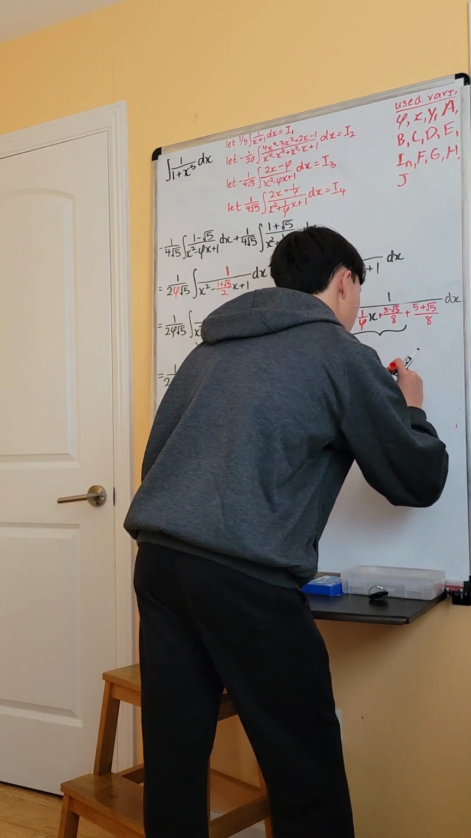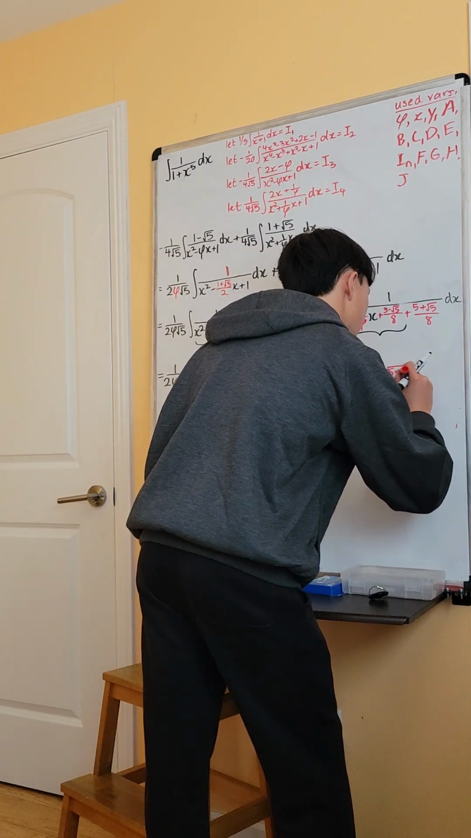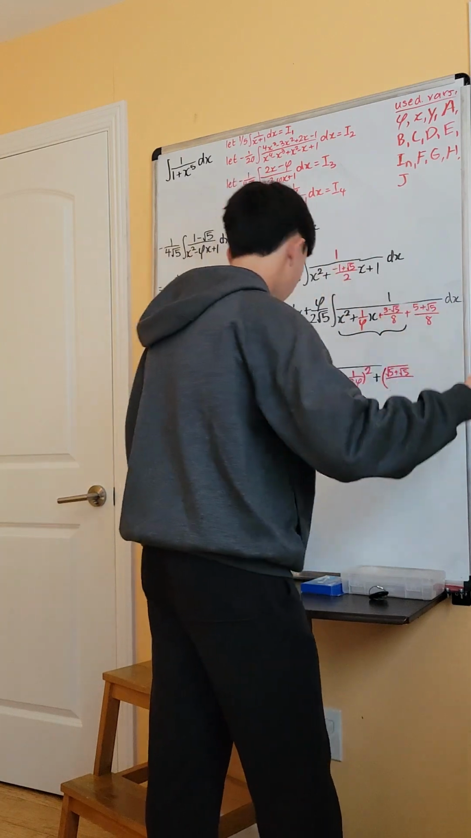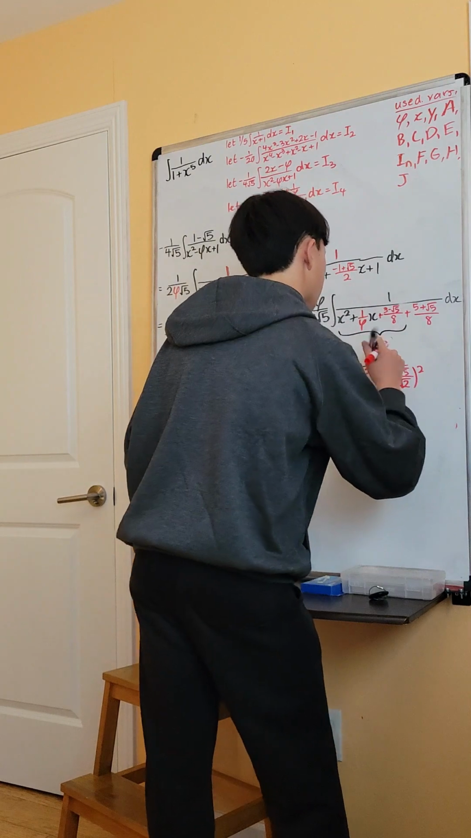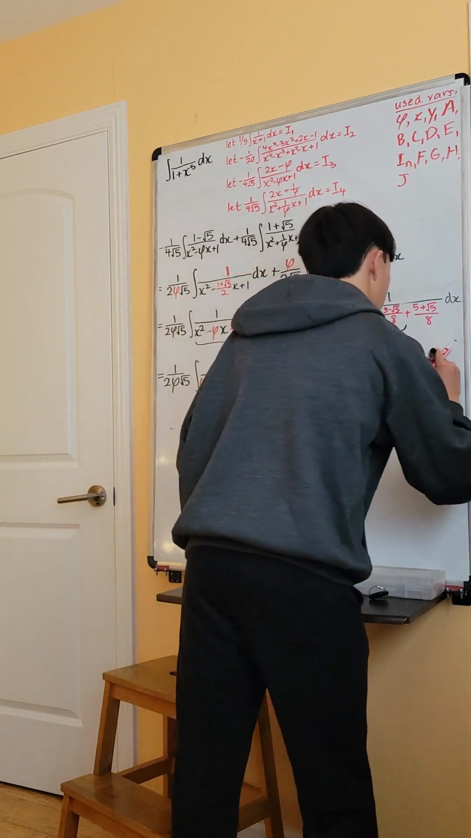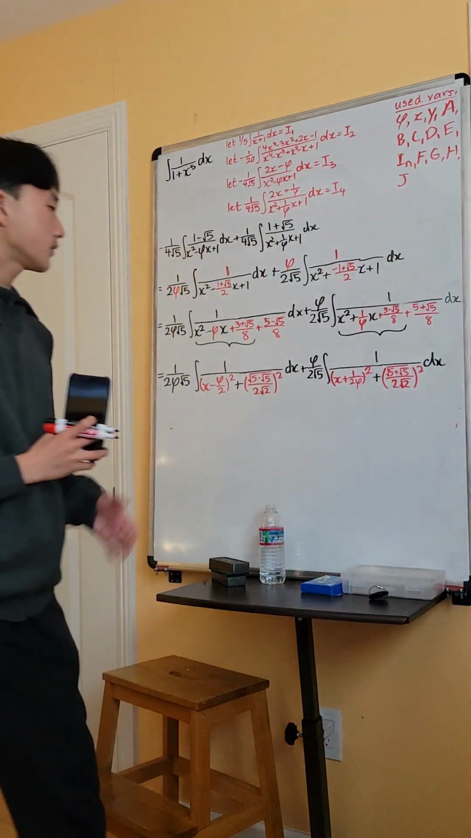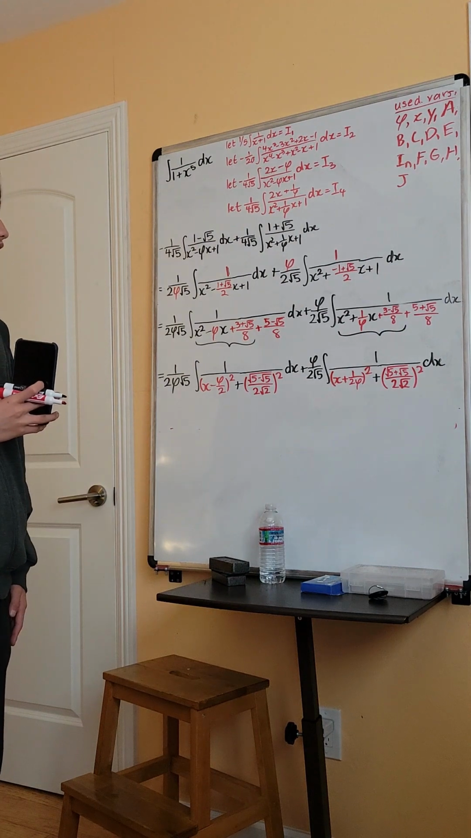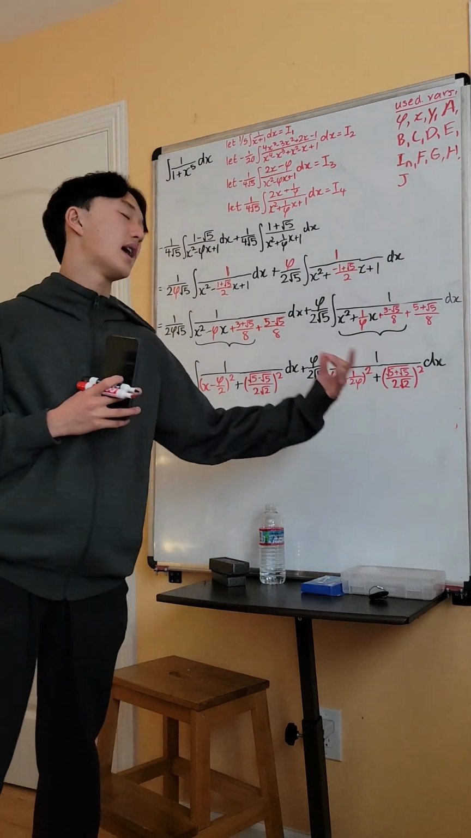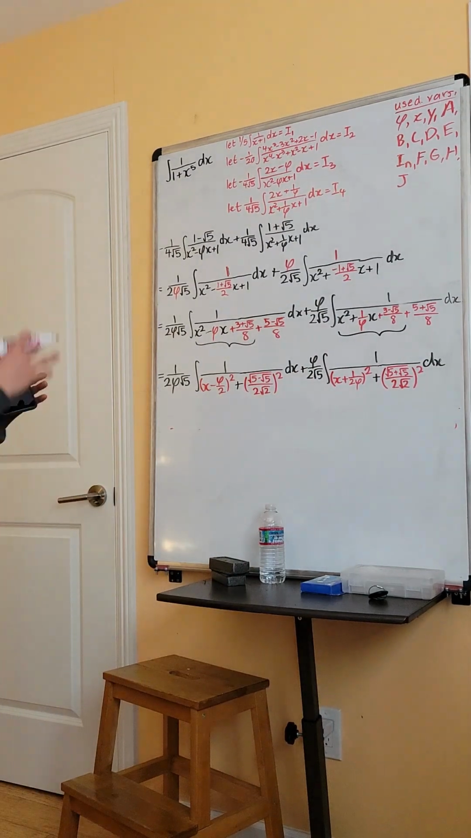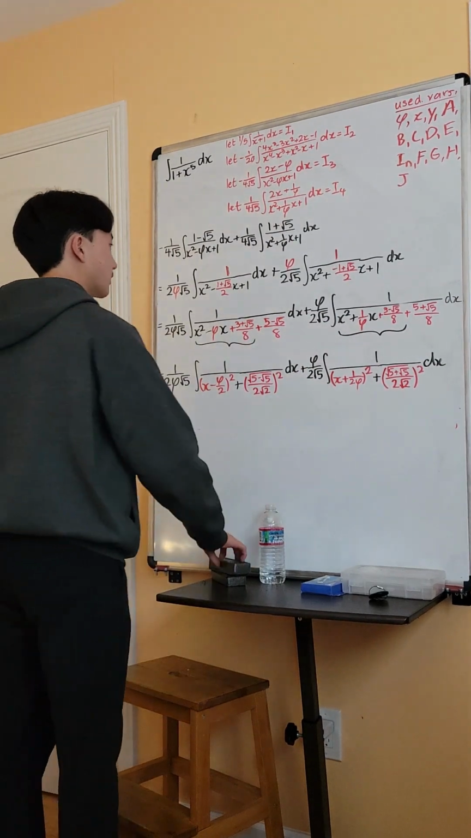Root 5 plus root 5. Root 5 plus root 5. 2 root 2 squared. 1 in the numerator, dx. Then we can call this I5 and that I6. Then add it all together and you're done.